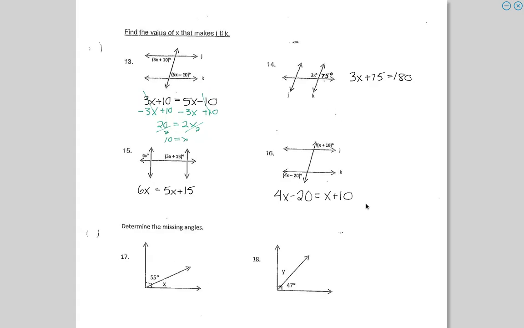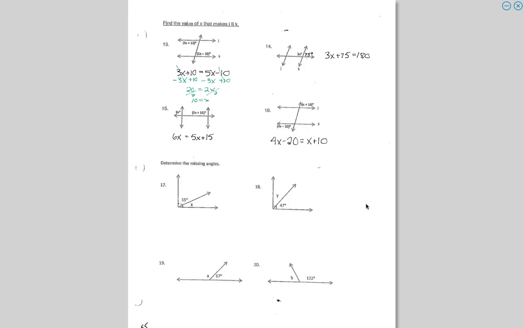Anyone need to see 13 through 16 solved out further? I'm good. Okay.